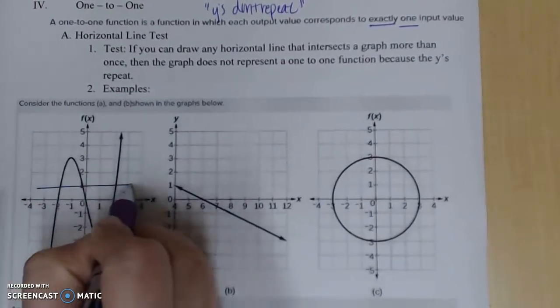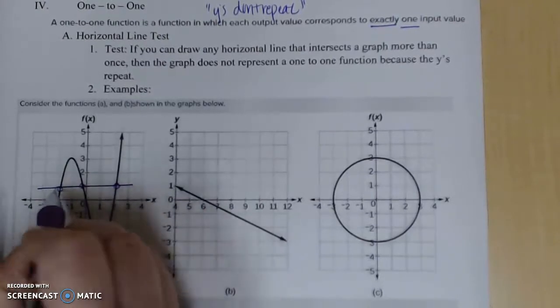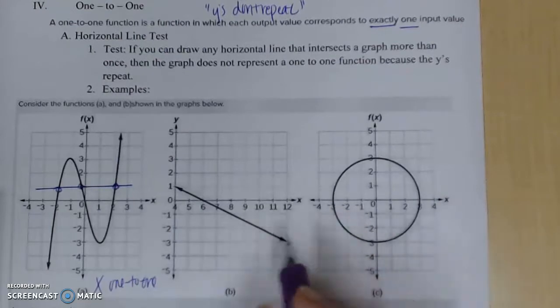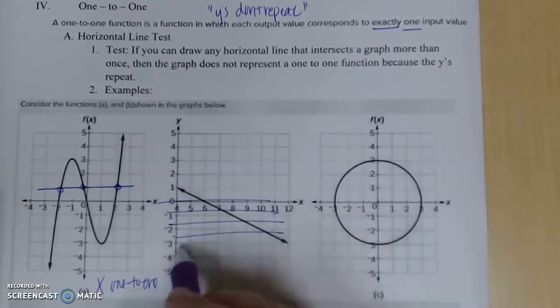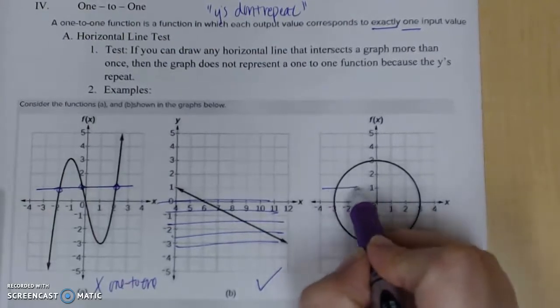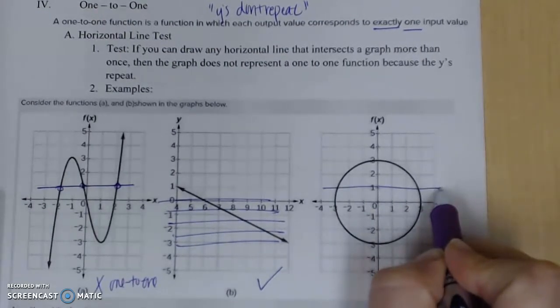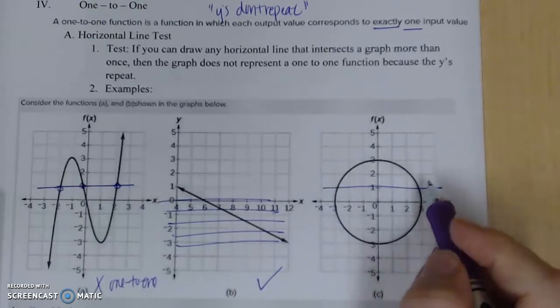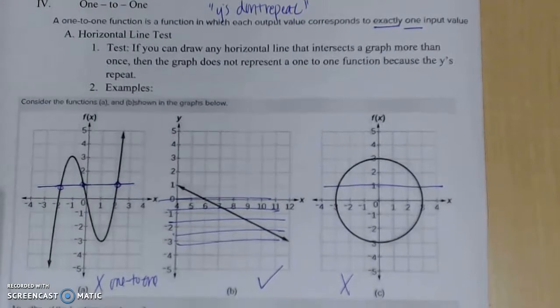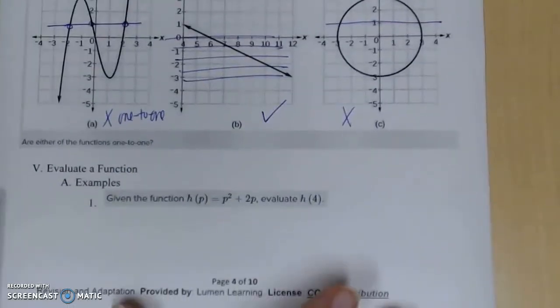Notice if I were to draw a horizontal line here, it would touch more than once, so this would not be one-to-one. If I draw horizontal lines anywhere on here, this would be one-to-one. If I draw a horizontal line here, you can see that this would also not be one-to-one. So kind of similar to what you're doing with function, but you're going to take it in reverse. All that being said, let's start evaluating some of these functions.